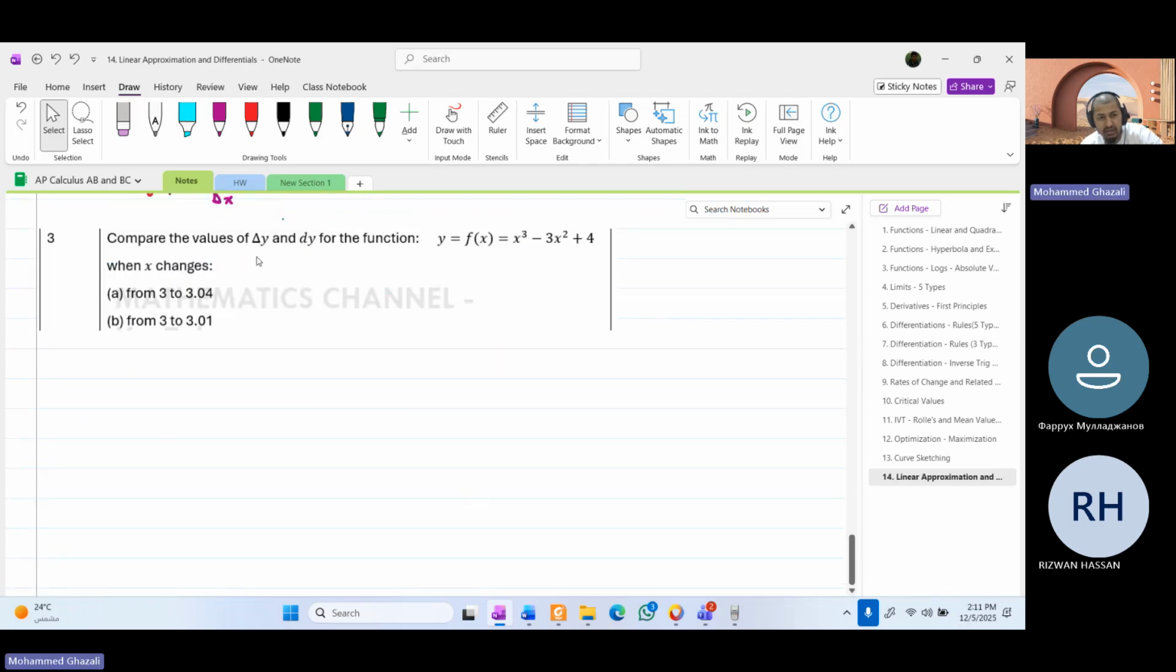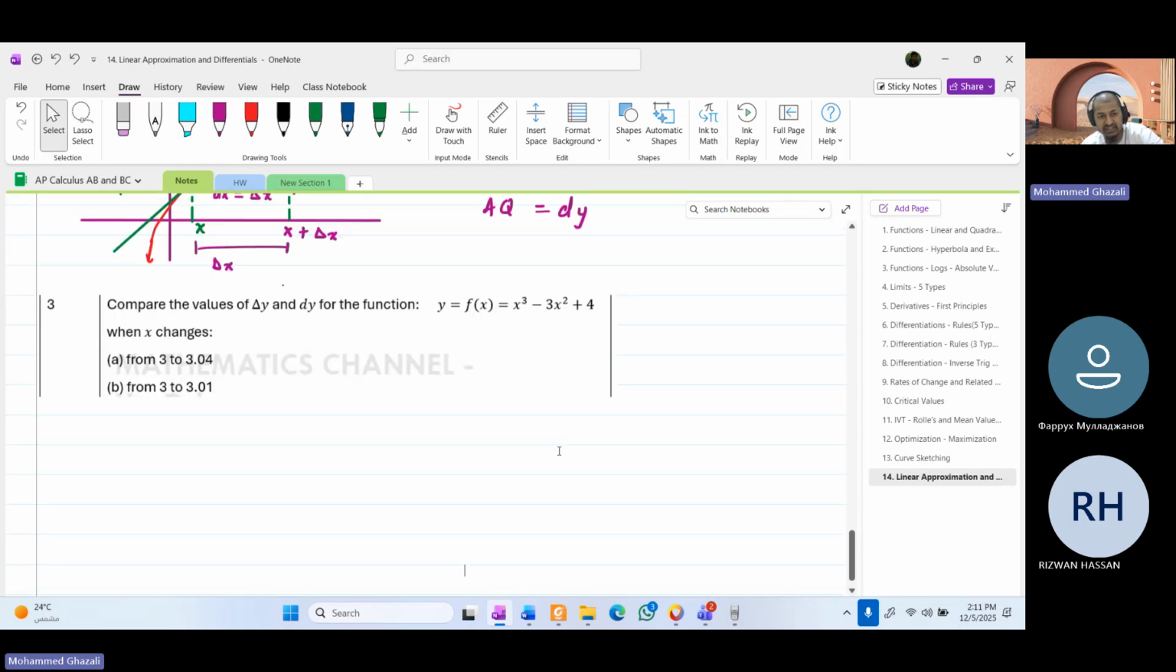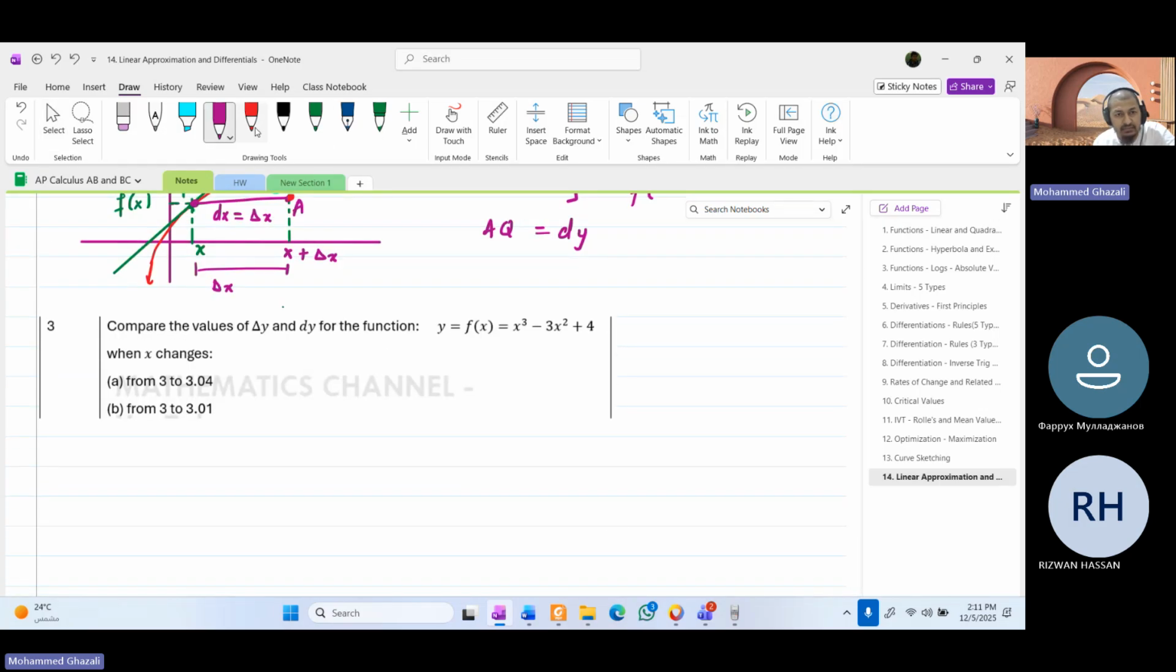Compare the values of actual change in y and dy for the function. All right, so first we'll find dy. We're going to solve part A first. So we find f prime x. What is f prime x? 3x squared plus 6x.